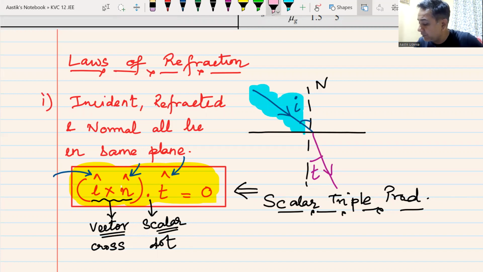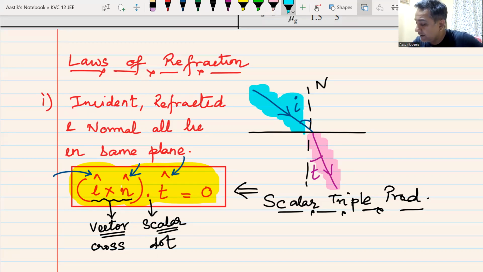Yes, sir. And this pink ray is the refracted ray. Yes or no? I can reverse it. That means I can make the pink ray the incident ray. So instead of it going like this, it will go like this. Do we understand this? Yes, sir. Then the blue ray, instead of being the incident ray, will now become the refracted ray. Yes or no? Yes, sir.